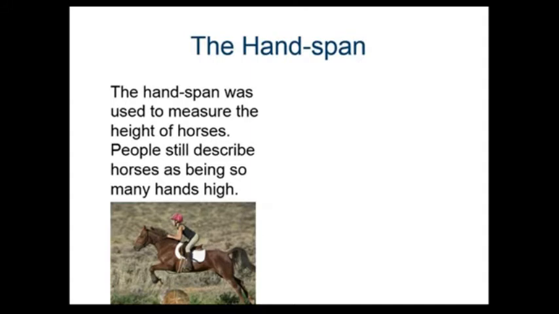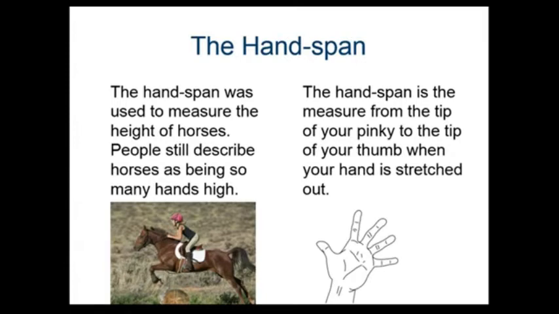The hand span was used as the height of a horse. And people still describe horses as being so many hands high. So you extend your palm out, you open up your hand as much as it can be, and a hand span is from the tip of your pinky to the tip of your thumb. And the height of a horse is measured when their front hoof is down, from their hoof all the way up to their shoulder blade. A normal horse would be between 15 and 16 hands high, but it's really strange because if you're dead center between 15 and 16, it's not 15.5, it's 15.2 hands high for some reason.